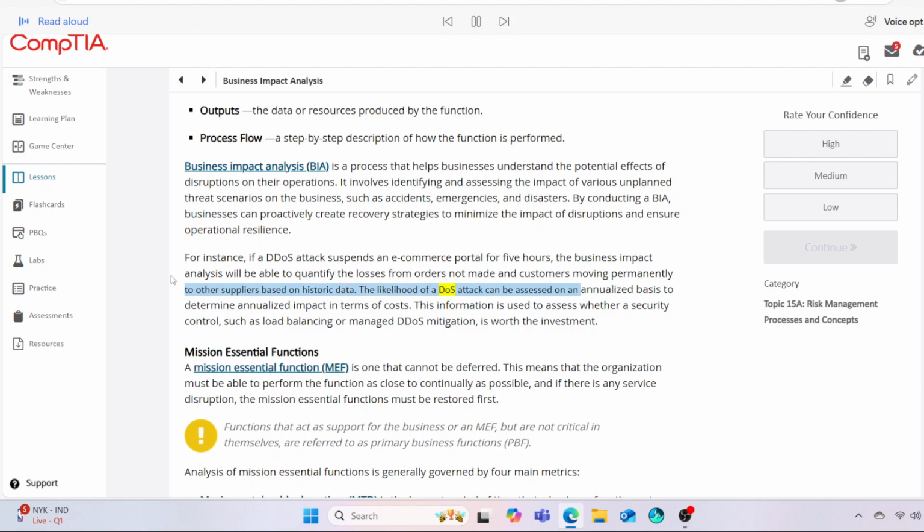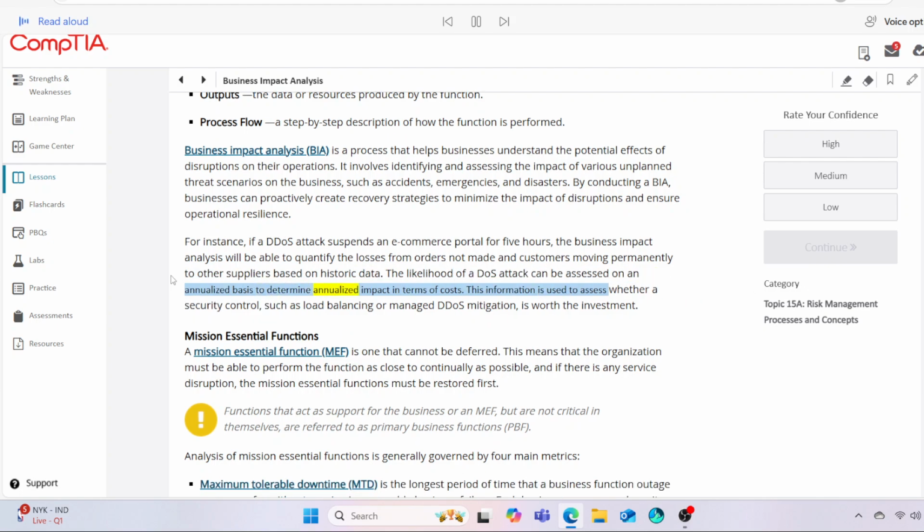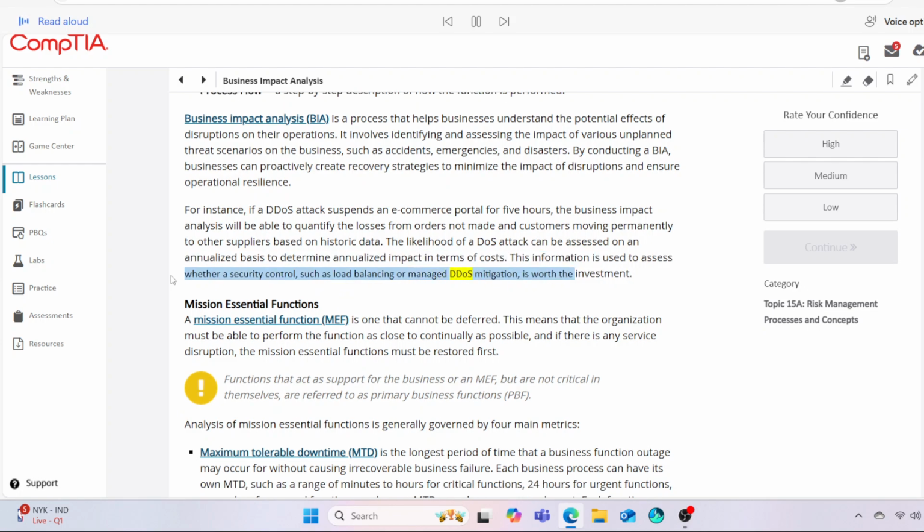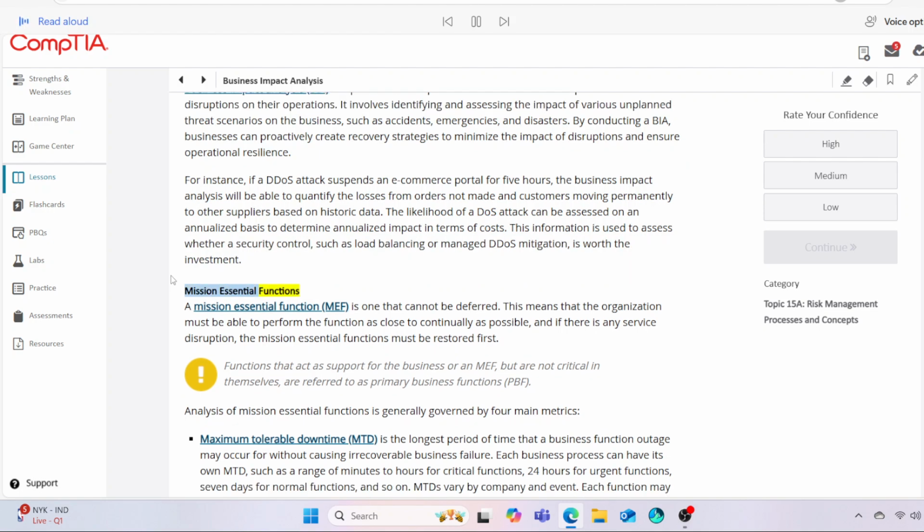The likelihood of a DoS attack can be assessed on an annualized basis to determine annualized impact in terms of costs. This information is used to assess whether a security control, such as load balancing or managed DDoS mitigation, is worth the investment. Mission Essential Functions.